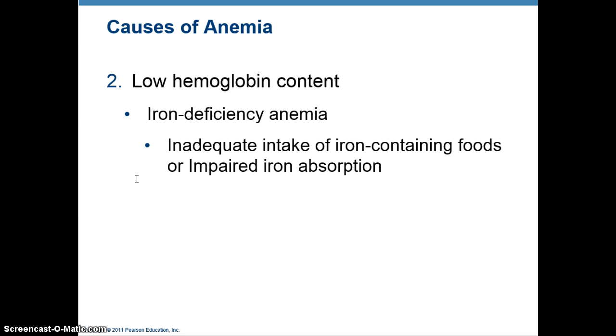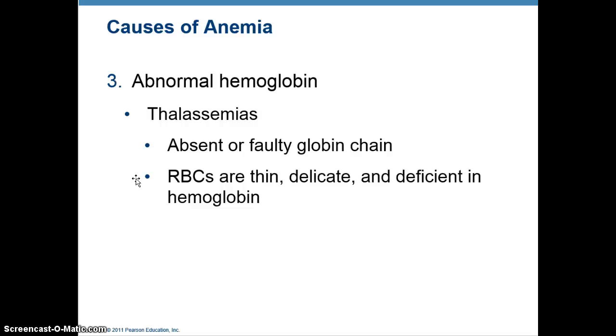Another thing that can cause anemia is just not having enough iron. So that is iron deficiency anemia. And then you can have problems with your hemoglobin. One type of hemoglobin problem is called thalassemia, which is just either, as it says here, an absent or an improperly functioning hemoglobin chain, which means you've got a mutation somewhere that's causing either no hemoglobin to be made or a hemoglobin that doesn't function properly.